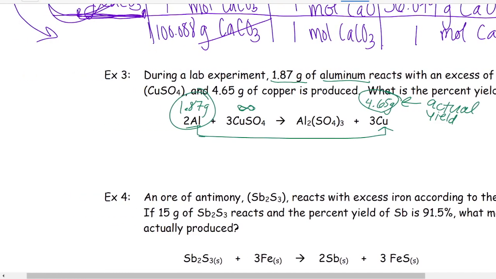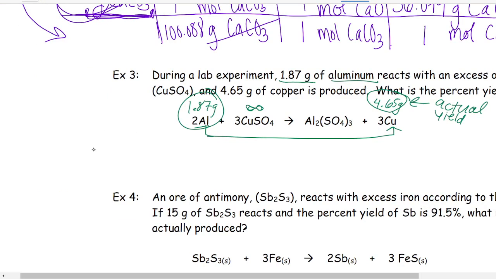So I'm going to scroll this way just so that I have space to write it all. I'm going to say 1.87 grams of aluminum. So don't get this confused. Even though 1.87 grams of aluminum is what you actually started with during lab, that does not mean that that is your actual yield, because 1.87 grams of aluminum is a reactant and it is not a product. Therefore, it is not your yield. You will use that to help you calculate your theoretical yield.